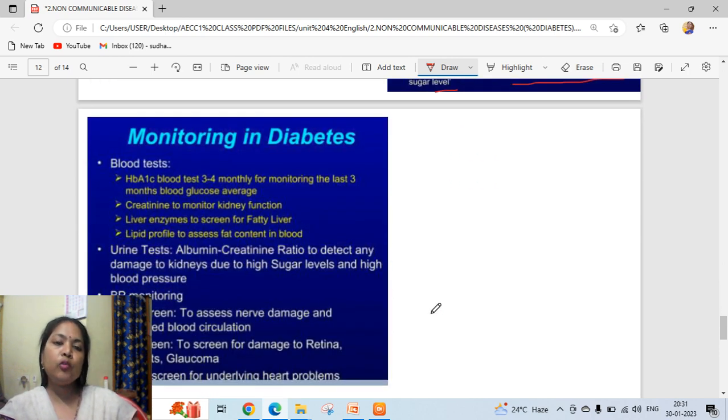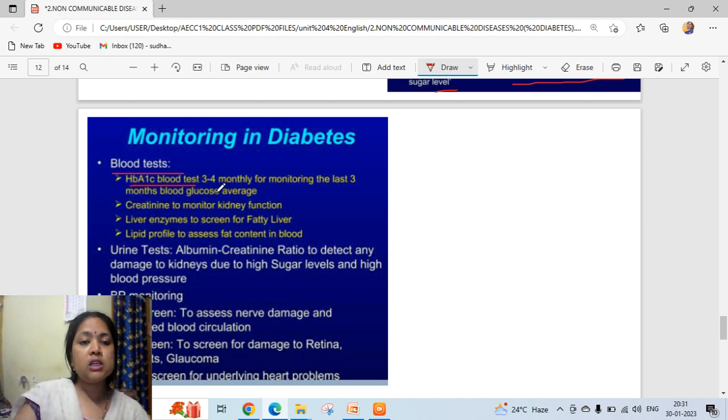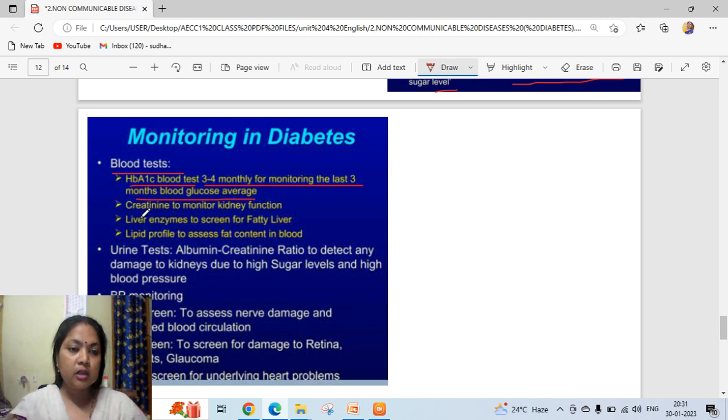Then how will we monitor diabetes? This is the HbA1c blood test, done 3-4 monthly for monitoring the last 3 months' average blood glucose. Then creatinine to monitor kidney function. Then liver enzymes to screen for fatty liver. Then lipid profile to assess fat content in blood.